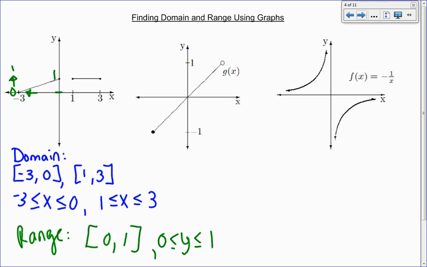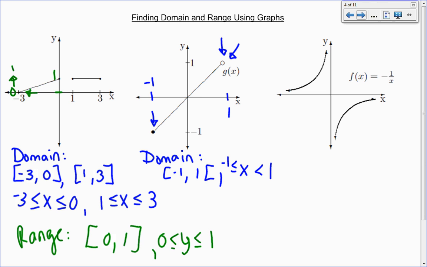Second one. Again, we need to know these points. So let's say this is -1 and +1. So our domain is going to go between x equals -1, which is at this point, to x equals +1, but we're not going to include the +1 because this is a hole. So from -1 to +1, but not including 1, or you can say x is between, not including 1. So x is less than 1 or greater than or equal to -1. Either one.